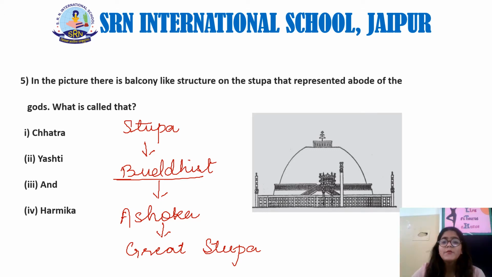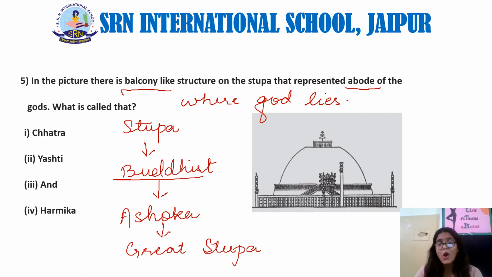Now the question is, what is the balcony like structure on the stupa that represented the abode of the god? First of all, we have to understand what the abode of god is. The abode of god is where god lies, where god stays. Now we have three different types of structures. One is here, another one is here, and the third one is this. The question is asking about this balcony like structure, which is also known as the abode of god. So the answer to this question would be Harmika.